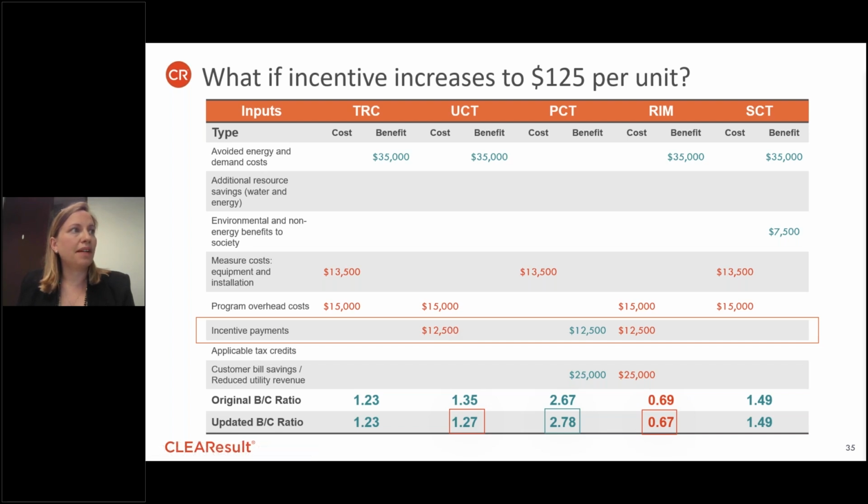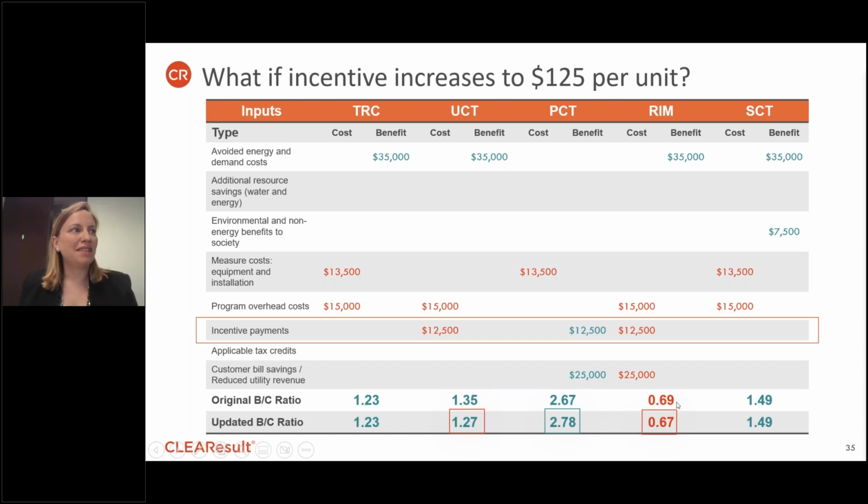And same with the RIM test, it's going to be included as an increase in this situation. We're increasing costs. So you'll see for both of these, the UCT, our original benefit cost ratio is 1.35, but to increase that incentive, we're going to see our score drop a little bit to 1.27. But you know what? It's still showing that it's cost effective. And if it's really important in this case to increase those incentives to drive participation, no harm done from the perspective here. It's a little less cost effective, but it still beats the score it needs to.